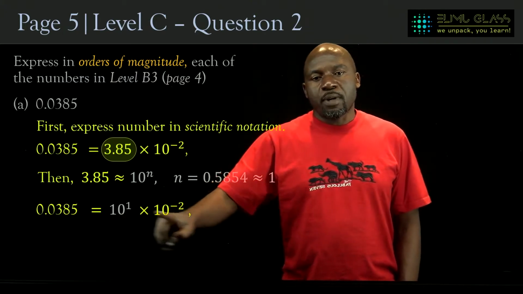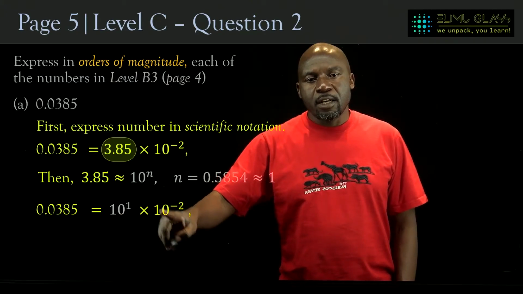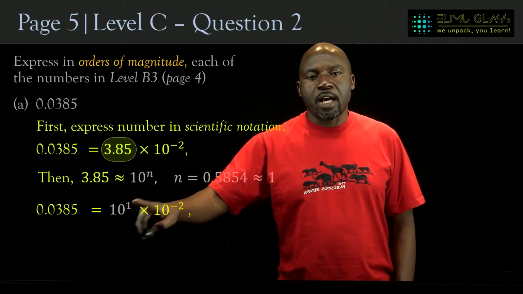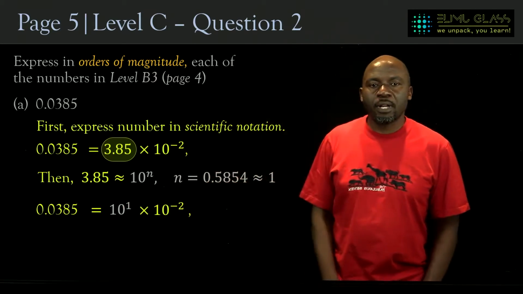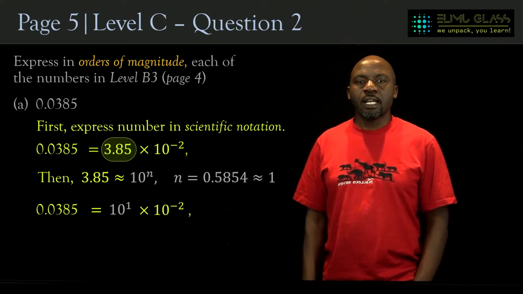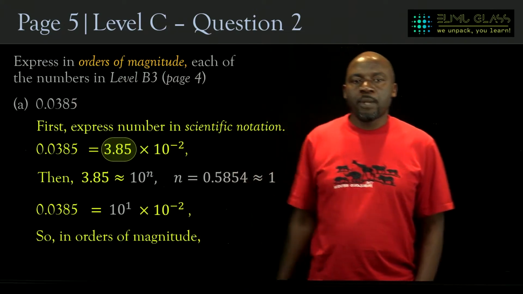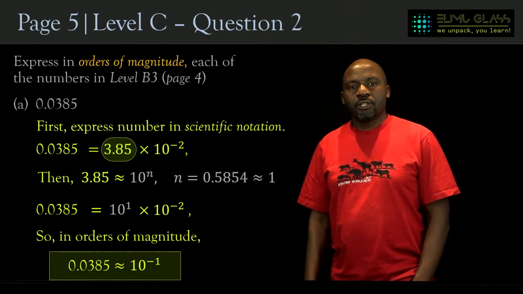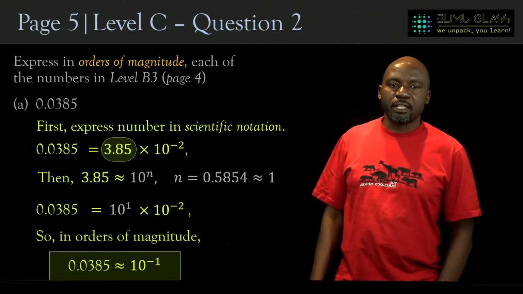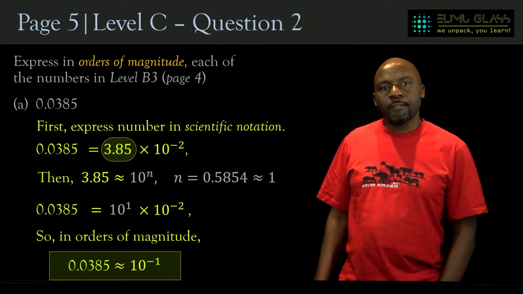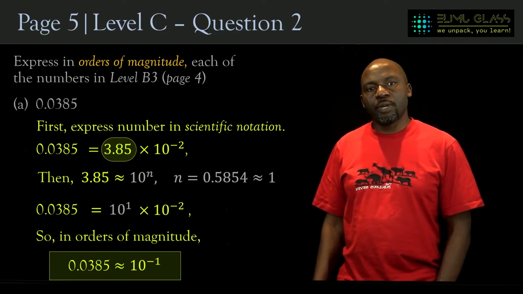We are multiplying similar bases, base 10. So by laws of exponents, we add the exponents. So 1 plus -2 should be -1. And therefore, that number there, in orders of magnitude, is 10 to the power of -1. I hope this is clear. I think we did another one here.